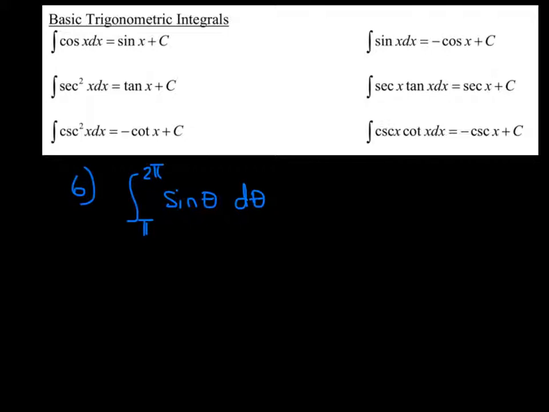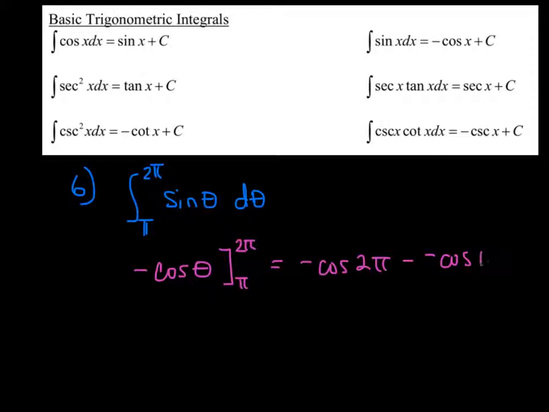So first step would be to take the integral of sine theta d theta. I'm going to say the integral of sine theta d theta would be negative cosine theta, and I'm evaluating this over the closed interval pi to 2 pi. Now I'm ready to plug in my upper and lower bound. So I'd say negative cosine of 2 pi minus negative cosine of pi. This was the upper bound and my lower bound.